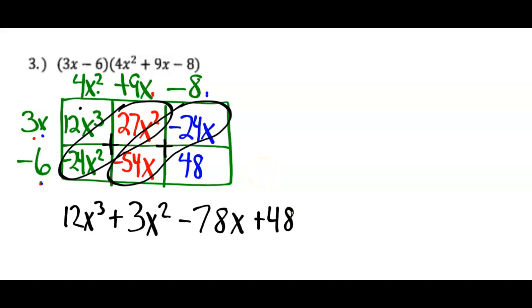I also could have done this by triple distribution. I would have had to distribute my 3x to everything. No, it would still be double. And then my negative 6 to everything.